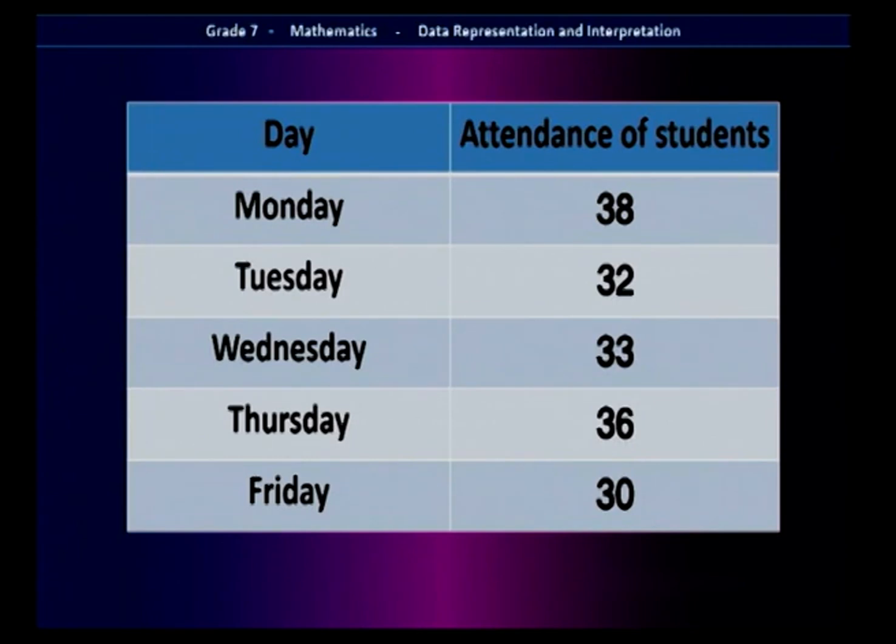On Tuesday, it is 32. Wednesday, attendance of students is 33. Thursday, it is 36. On Friday, it is 30. Now we are going to show this information on a bar graph. Let's draw a bar graph now.